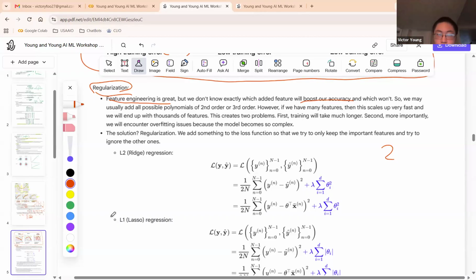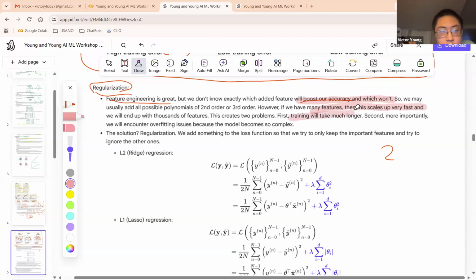But are all of them going to be important? No, right? Only some of them will actually be good to the model. Only some of them are the real thing we want to learn. So we do not know which feature will boost our accuracy and which won't. So how do we find out? You can see this scales up very fast, especially if you have many features and then you combine two, that is a huge boost in the number of features. And not all of them will be important.